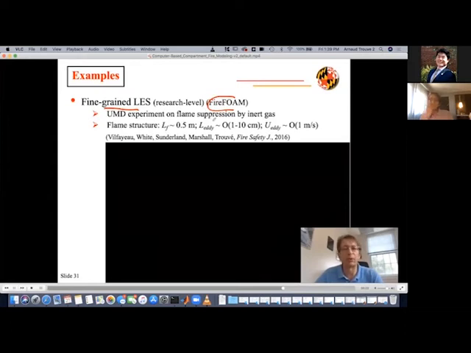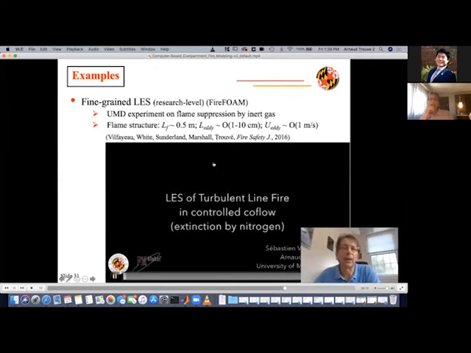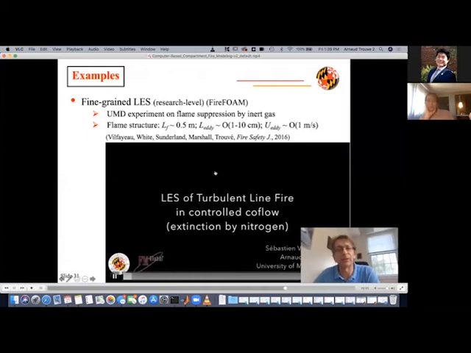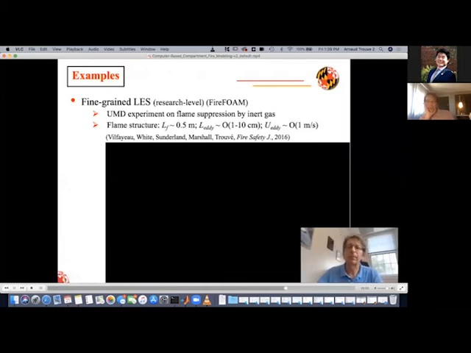The intent here is to improve our understanding of the fire physics. This first simulation, let me start the movie. This first simulation is looking at the simulation of a turbulent line fire that was studied experimentally at the University of Maryland a few years ago. Oops, sorry about that. So let me start again.